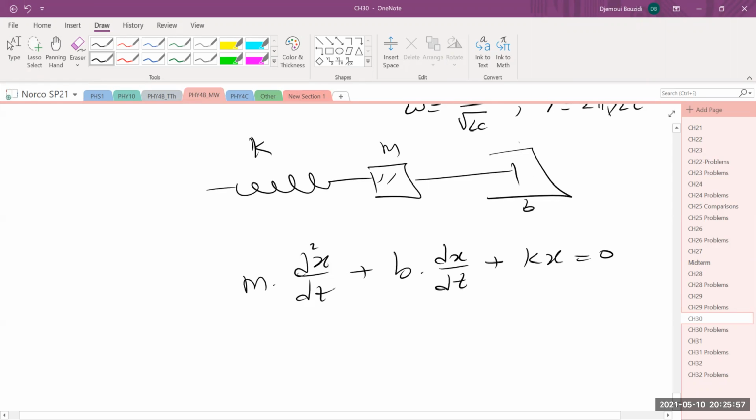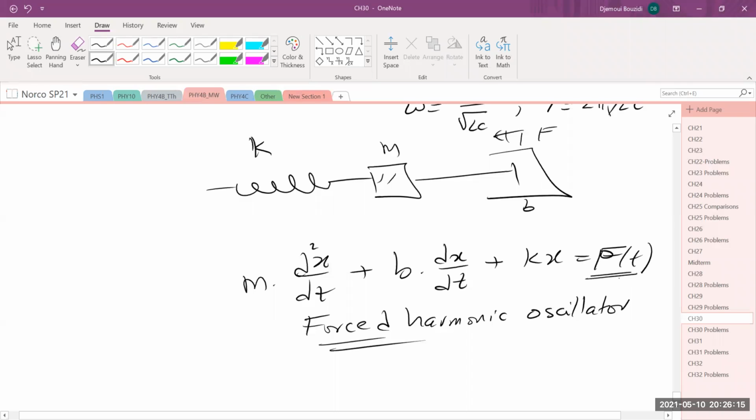The problem becomes complicated when you have a forced harmonic oscillator, when you have a force F of t on the other side. So this will be the most general case of a forced harmonic oscillator. What forced means is this factor F in here, and with damping. And this is the damping factor in here, the viscosity.